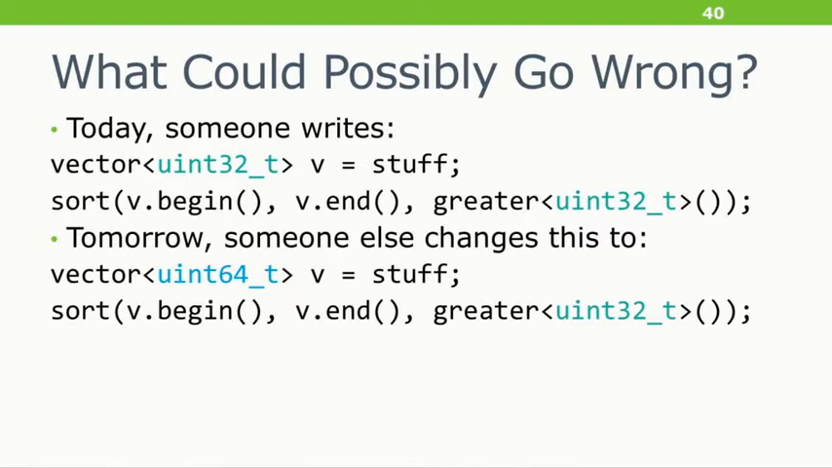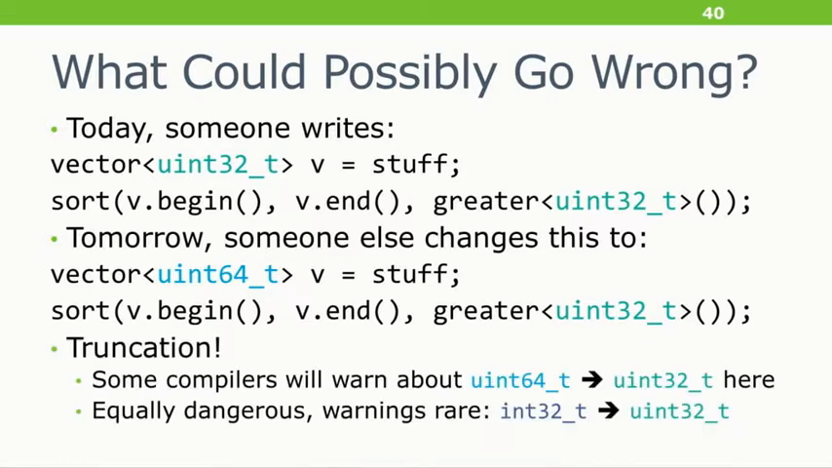In this case, it will compile. The standard requires it to compile unless you're compiling with warnings as errors. And it'll truncate. The greater functor takes uint32_t's, and it's going to be passed uint64_t's from the container, and it's going to truncate and compare them. That's not going to do what you expect. If you're lucky, you'll get a warning. Some compilers, for example, VC, they actually do warn here by default. Not all of them. I won't name the ones that don't.